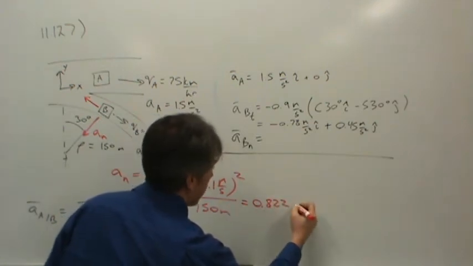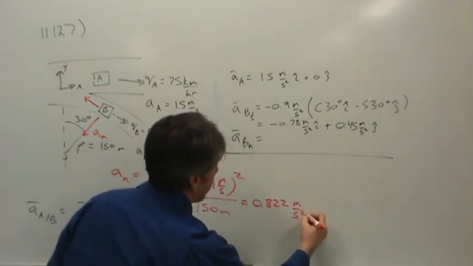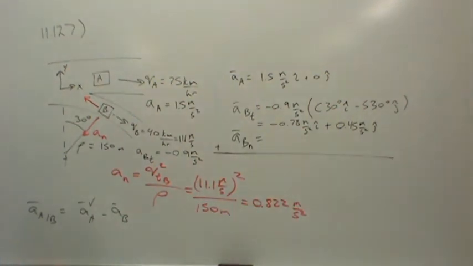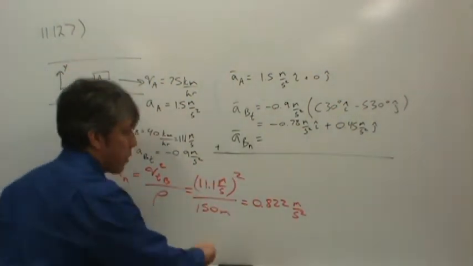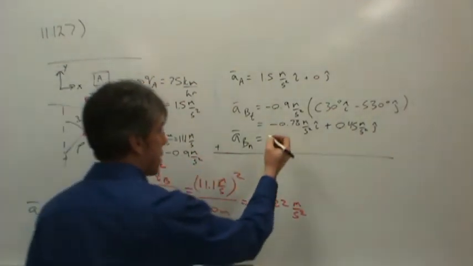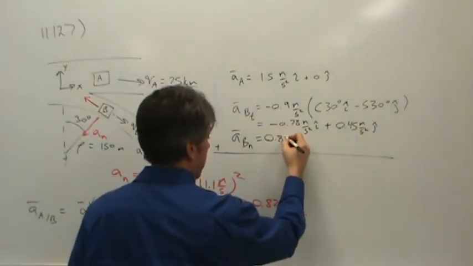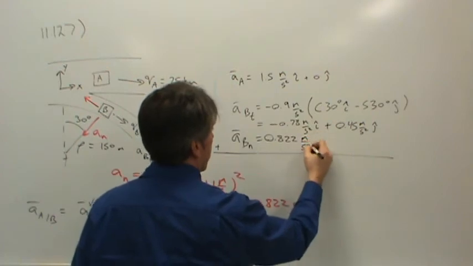0.822. Anyone second that? Yep. The units would be meters per second squared, right? Because we've got meters squared per second squared divided by meters. So we'll end up with meters per second squared. Okay, so there's the magnitude, 0.822 meters per second squared.